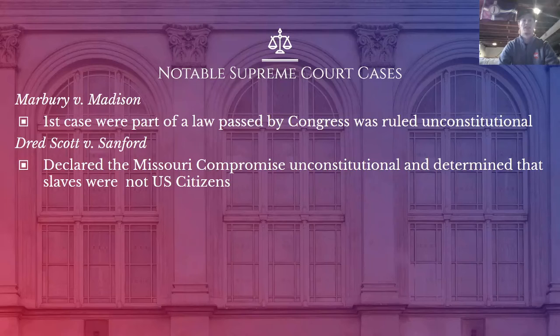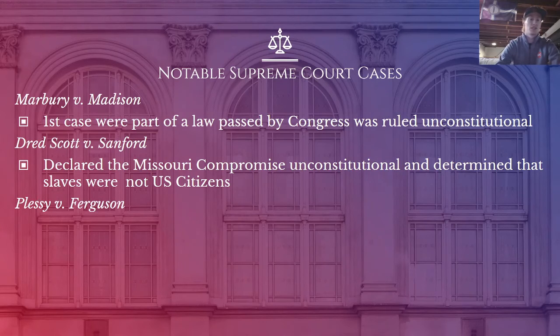This declares that the Missouri Compromise is unconstitutional, which had declared some states to be slave states and some states to be free states. That's another thing we'll talk about in U.S. history. But it also determines that slaves were not U.S. citizens and were not guaranteed rights as citizens. So basically it declared slaves as property. It's a very, very important case to look at, and it really shows the thinking of the nation at that time.